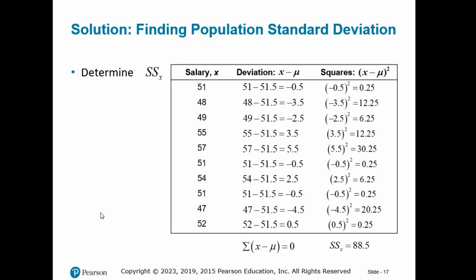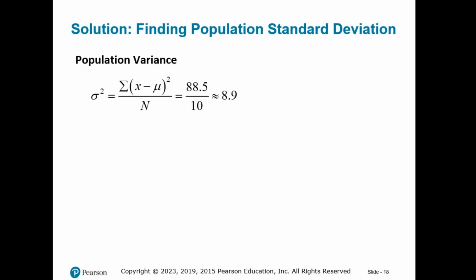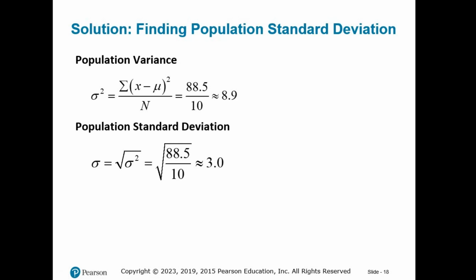Next, we add up this rightmost column. This becomes the numerator of our fraction. We divide by capital N, or 10, then we take the square root. Population variance is about 8.9, and sigma, the population standard deviation, is about 3.0. It measures the average distance that any one data value lies from the dataset's measure of center, which in this case, since all these values are interpreted in thousands, is about 3,000.